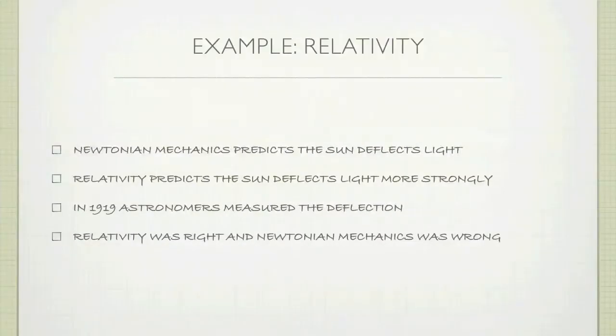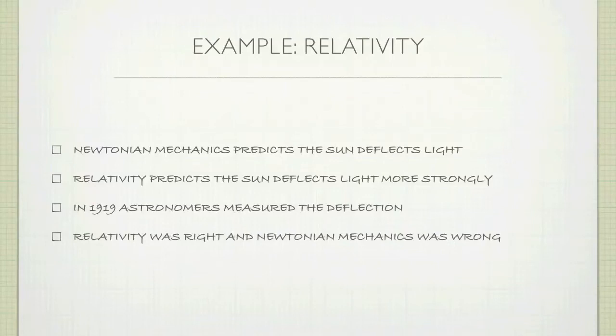So let's look at a real-life example, which was Einstein's theory of relativity. Before his theory, there was Newtonian mechanics, which was a theory of physics by Isaac Newton. And it was a really good theory for its time. Everyone was very impressed with it. It made a lot of accurate predictions about gravity and about the planets. And one of the things it said is that the sun would deflect light that goes by it. Relativity came along, and it predicted the same thing, except the sun would deflect the light more. So they disagreed about how much deflection there would be.